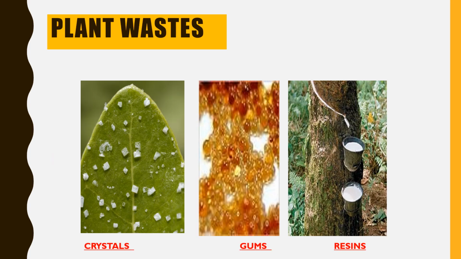These are some of the pictures showing waste in plants, like crystals seen in calotropis plants, and gums and resins in the rubber tree. So these are some of the processes by which plants remove waste from their body.